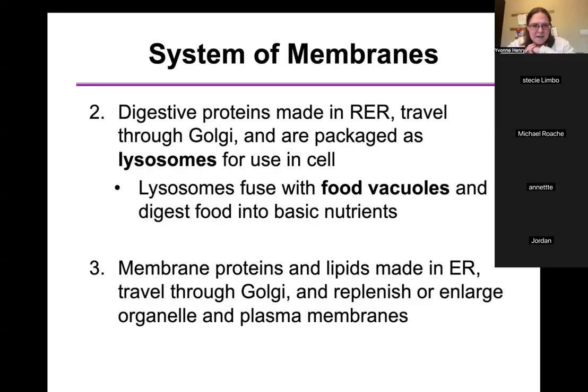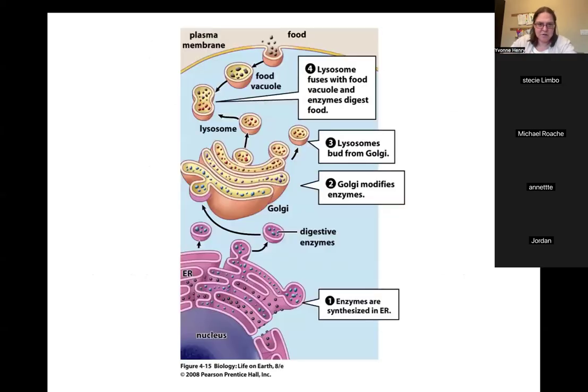So the lysozyme is like the stomach acid that will fuse with the food vacuole. So wherever the food is in the cell, the lysozymes will fuse with it, break that large chunk of food down into the individual chemical components of it that your body can reuse for other actions. Okay, so that's a second function. So let's look at that picture before I talk about the third.